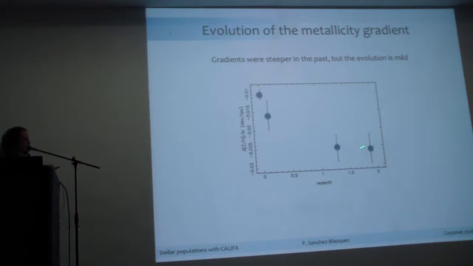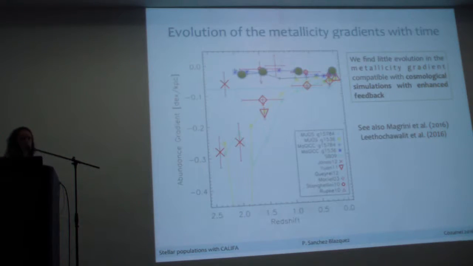So as you can see, we are finding a real trend: galaxies at high redshift show steeper, more negative metallicity gradients than galaxies at low redshift. But if you look at the scale of the metallicity gradient, the evolution is very minor. And in fact, if we put our points in the plot that I showed you at the beginning of the talk, in the predictions by Gibson et al., you can see that our points are compatible with those models with an enhanced feedback.